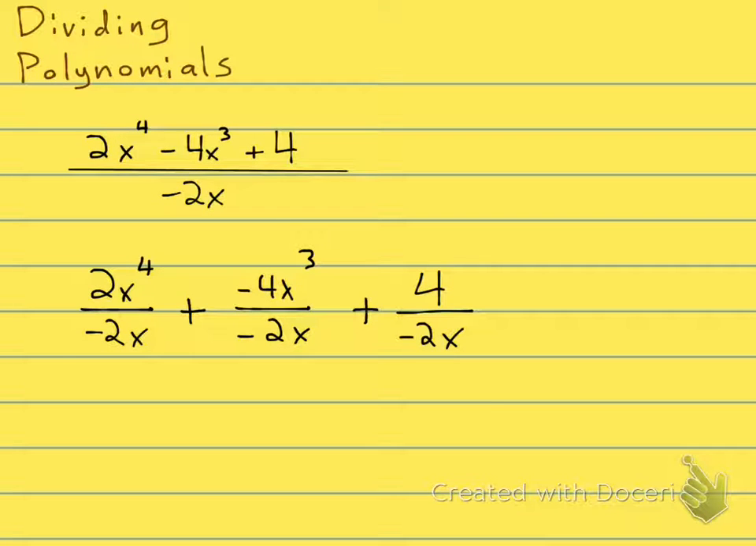Now the first term over here we're going to reduce. 2 and 2 reduce down to 1. I have 1x in the denominator, which cancels one of the x's in the numerator, leaving me with 3 x's in the numerator. Make that brown. Okay, my first term, what am I left with? I'm left with a negative x to the 3rd.